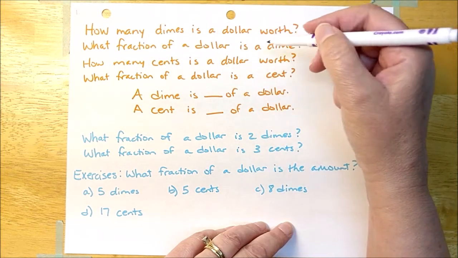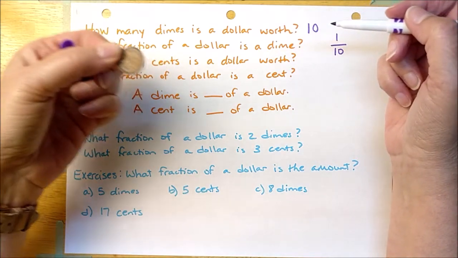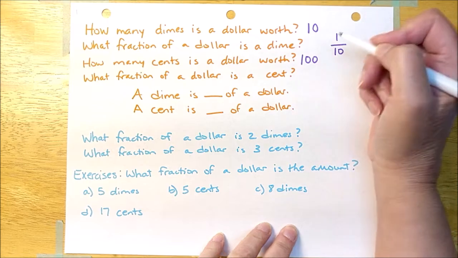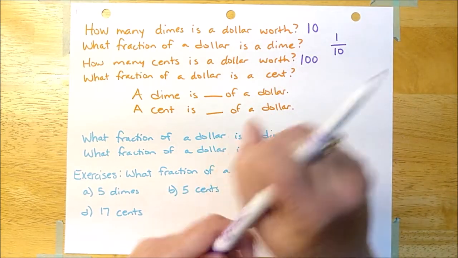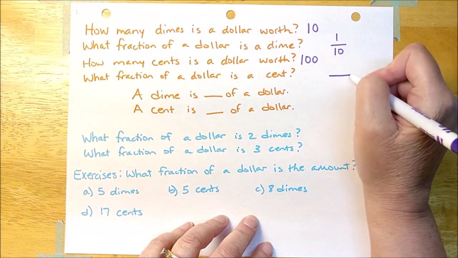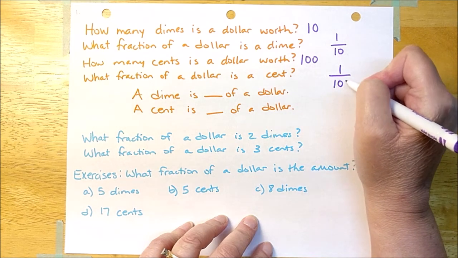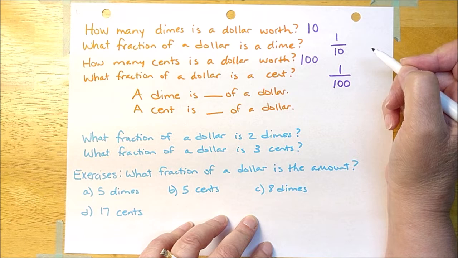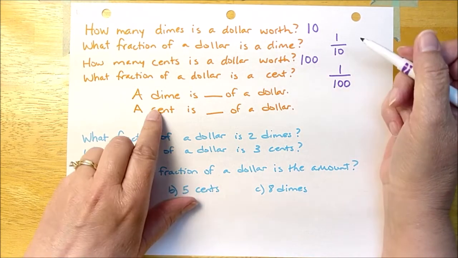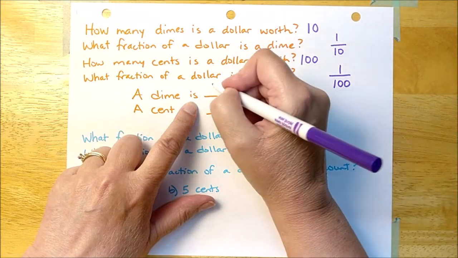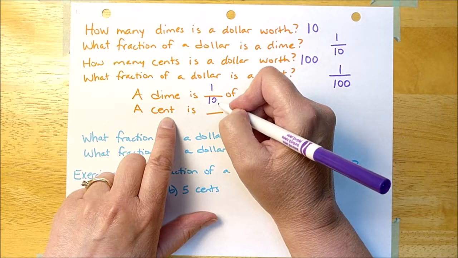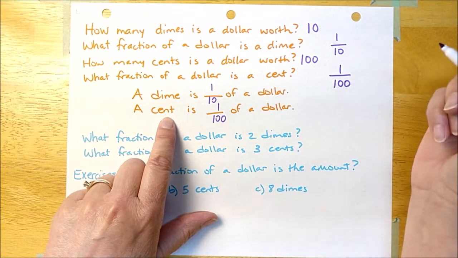How many of these cents is a dollar worth? It would take 100 cents to make a dollar. So what fraction of a dollar is a cent? It is 1/100, because it takes 100 of them to make a dollar. So a dime is 1/10 of a dollar, and a cent is 1/100th of a dollar.